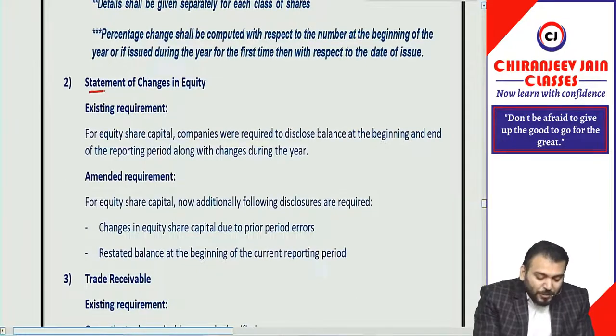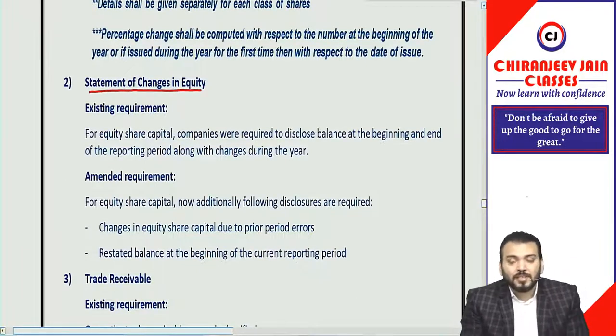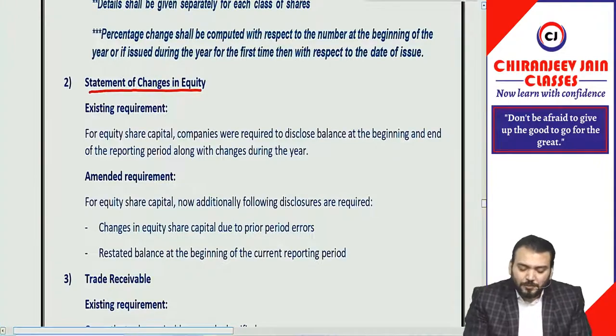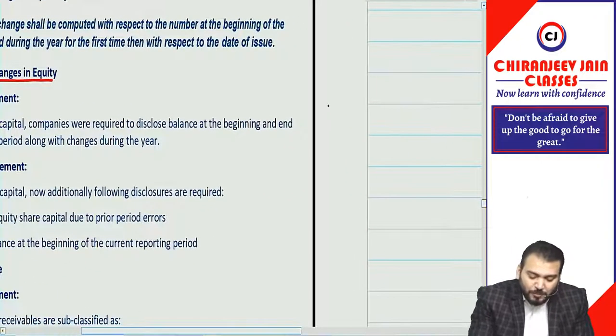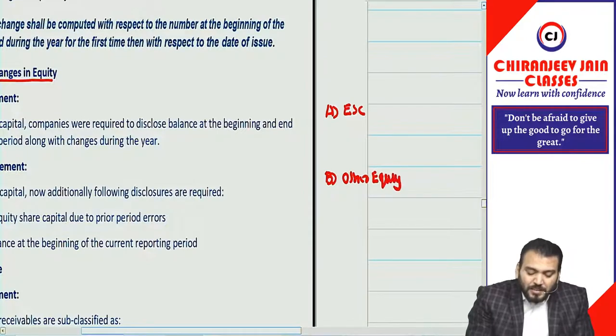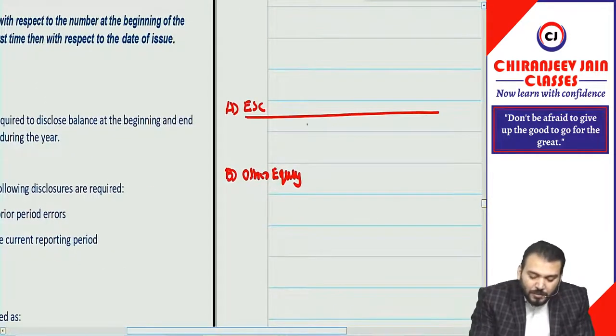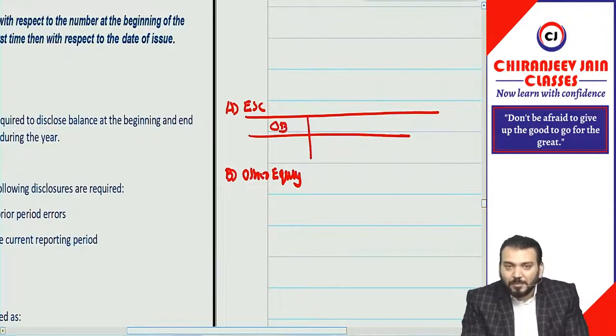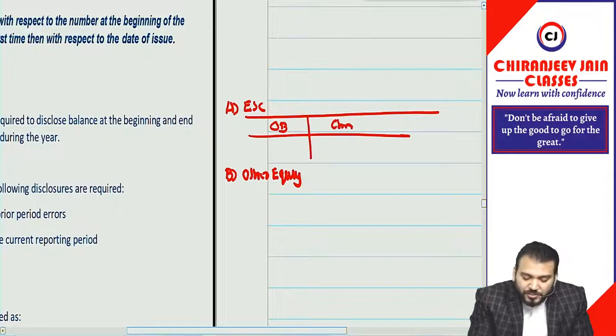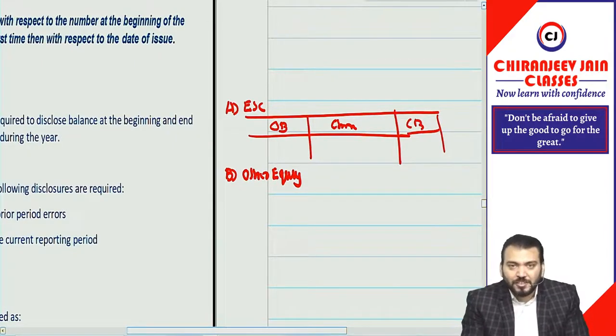The second amendment is related to the statement of changes in equity. If you remember, we used to draw the statement of changes in equity in two parts, A and B. In A we used to write down equity share capital, in B we used to write down other equity, correct? Previously under A we used to write down the opening balance, meaning the balance at the beginning of the year, then changes, and then the closing balance, meaning the balance at the end of the year. Only this much, correct?